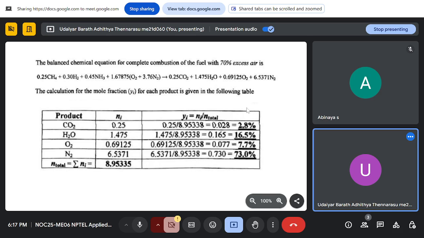Dividing each of the component moles by it, we'll get the mole fraction. So for carbon dioxide, 0.25 moles of carbon dioxide, so 0.25 divided by the total, 8.95338, gives you 2.8%, and similarly water is 16.5%, and oxygen is 7.7%, and nitrogen is 73%.